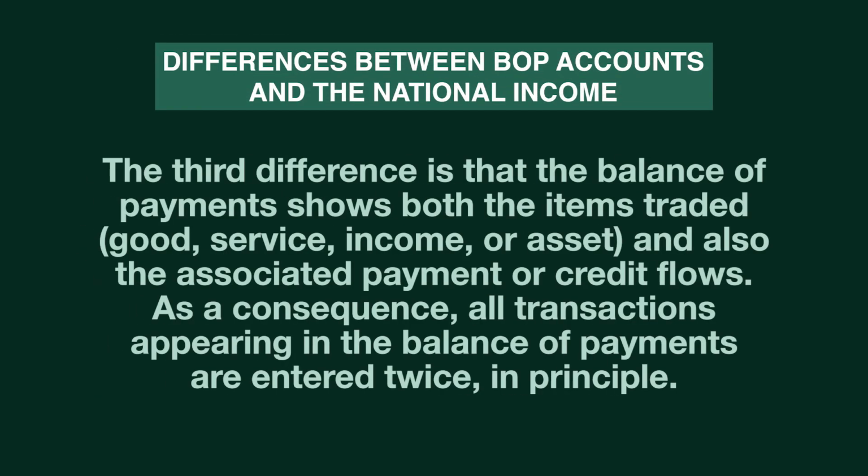The third important point in case of balance of payment is that it shows both the traded items as well as the associated payments or credit related with it. That is, in national income accounting, we were focusing more on the monetary side, but now each transaction in balance of payment is recorded in two dimensions. What do we mean by that?